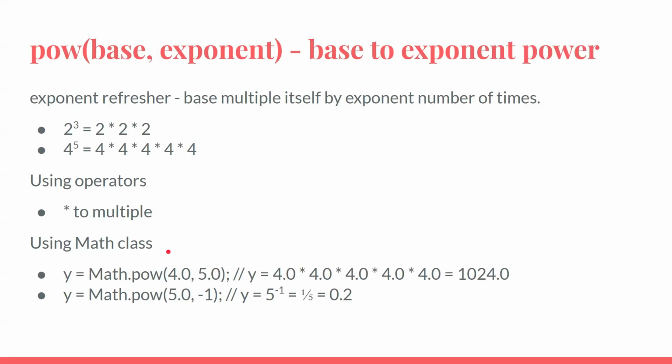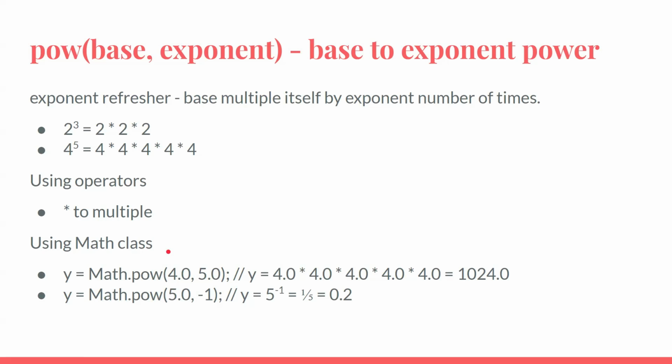Math.pow is the exponent method. It returns the base raised to the exponent power. 2 to the third power is 2 times 2 times 2. 4 to the fifth power is 4 times 4, 5 times. You can use the asterisk character as the multiplication operator. Using the pow method is easy. In case of 4 to the fifth power, you write Math.pow, open paren, 4.0, comma, 5.0, close paren.